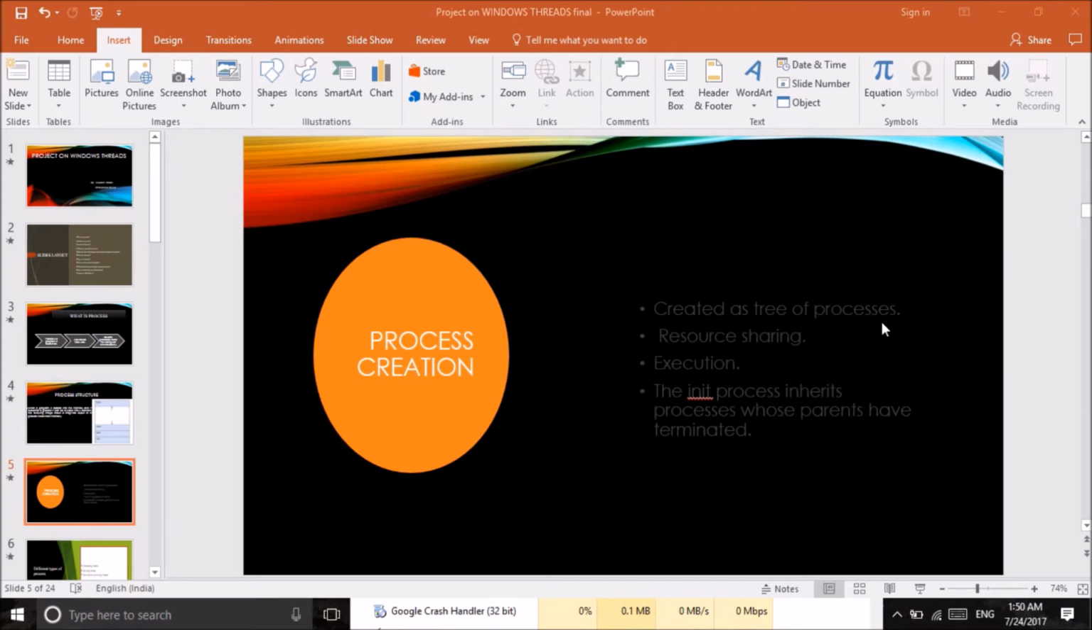Coming to created as a tree of processes: a tree of processes indicates a parent and a child process. A child process inherits all the properties of the parent process. The resource sharing, in the sense all, some, or nothing: all of the processes, some of the processes, or none of the processes. Execution: parent and child execute simultaneously. Parents wait for the child to terminate, or the parent terminates prior to the child process, which continues to execute. And lastly, the init process inherits processes whose parents have terminated.